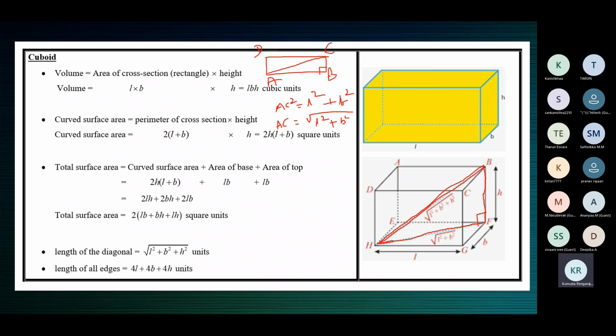This one is root of L square plus B square, and this one is h. So work out Pythagoras theorem and you'll find that the hypotenuse, which is the diagonal here, is root of L square plus B square plus h square. So many units.